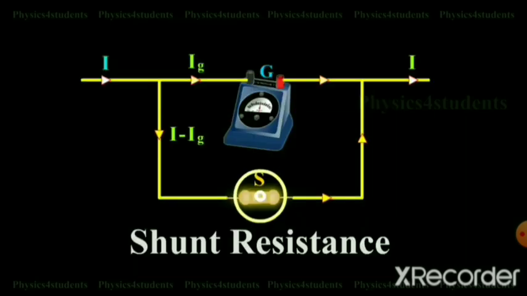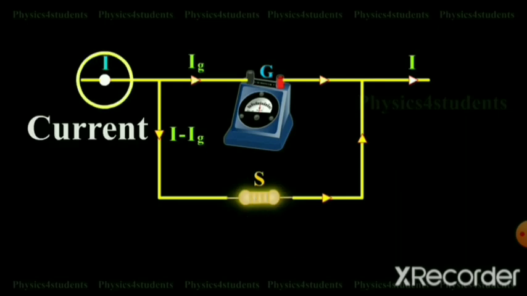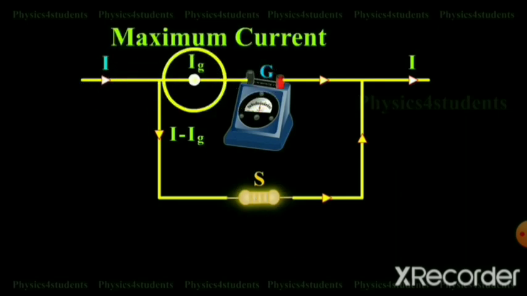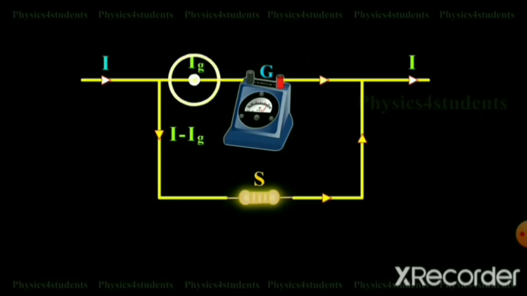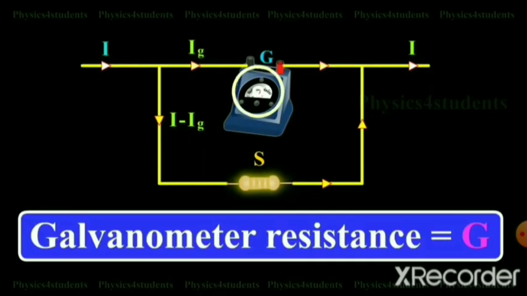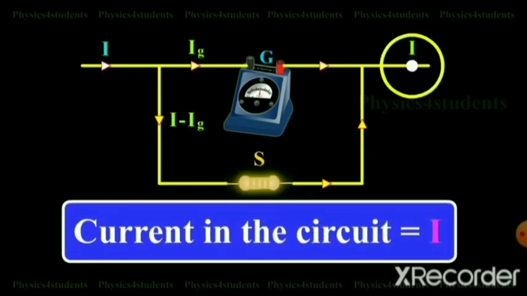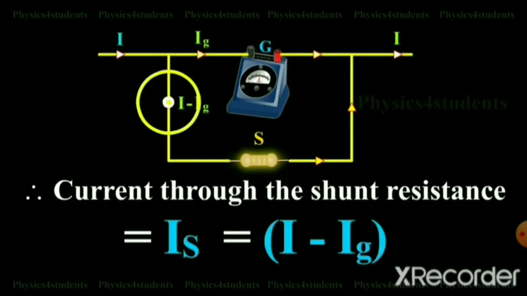The value of shunt resistance depends on the fraction of the total current required to be passed through the galvanometer. Let Ig be the maximum current that can pass through the galvanometer. The current Ig will give full-scale deflection in the galvanometer. Galvanometer resistance is equal to G. Shunt resistance is equal to S. Current in the circuit is equal to I. Current through the shunt resistance is equal to Is is equal to I minus Ig.